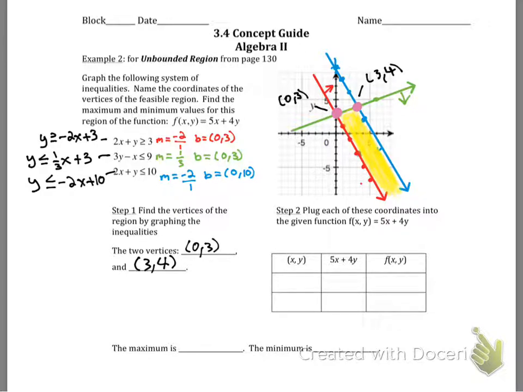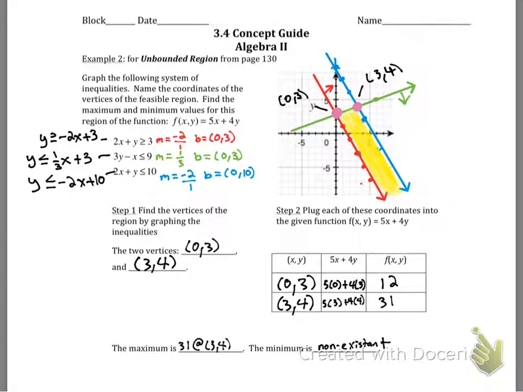So, again, I was given a function at the beginning, 5x plus 4y. So I'm going to take my two vertices, I'm going to plug them into that function that was given at the beginning. That 0, 3 would give me 12. 3, 4 would give me 31. Well, this means I'm going to have a maximum of 31 at 3, 4 and a minimum that is non-existent.